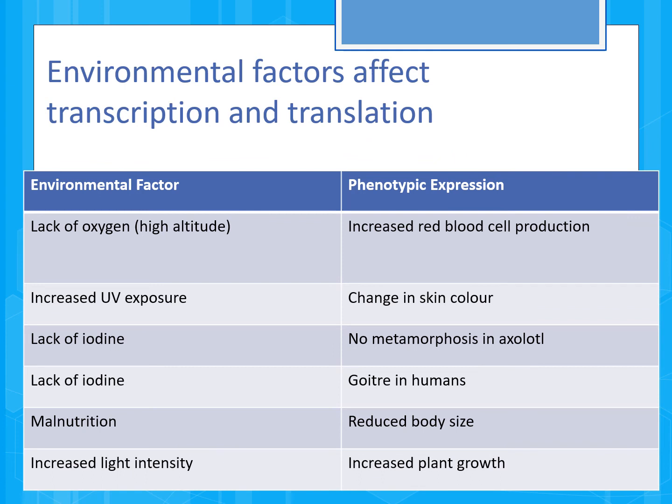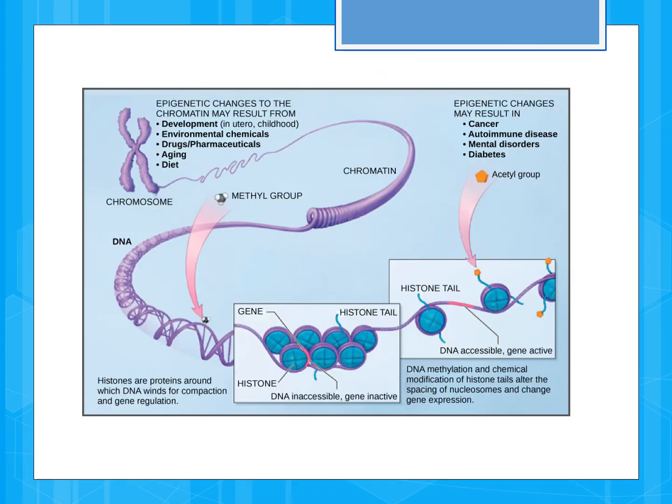So here are some other examples of environmental factors that have been shown to influence the epigenome and therefore transcription and translation. So a lack of oxygen because of high altitude can increase red blood cell production. Increased UV exposure can lead to a change in skin color. Increased light intensity can lead to an increase in plant growth. So these environmental factors influencing phenotype is as a result of their influence on transcription and translation.